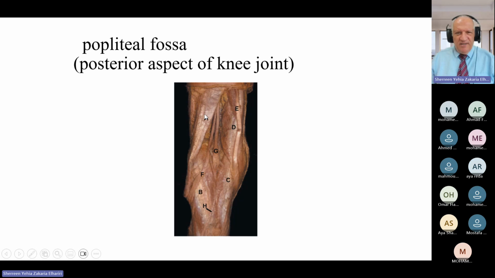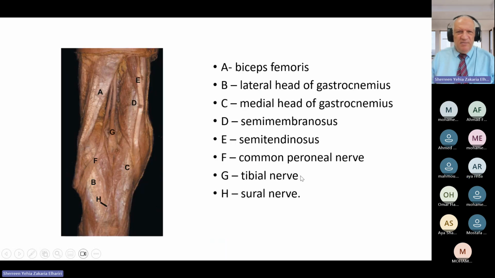So what is J, the superficial structure in the popliteal fossa? It is the tibial nerve. Yes, tibial nerve. Okay, and F? It is the common peroneal nerve. Common peroneal, so this is the lateral side.